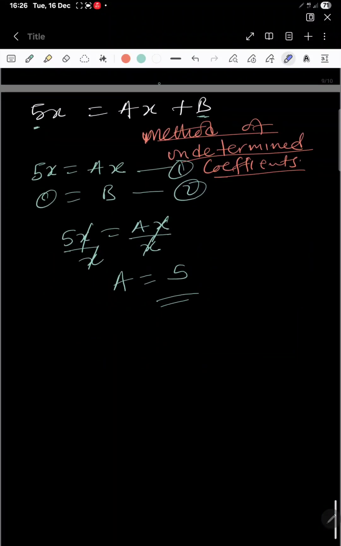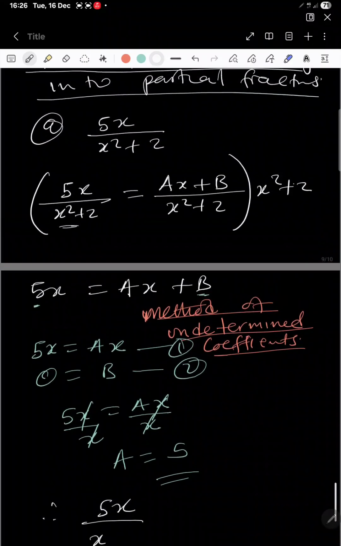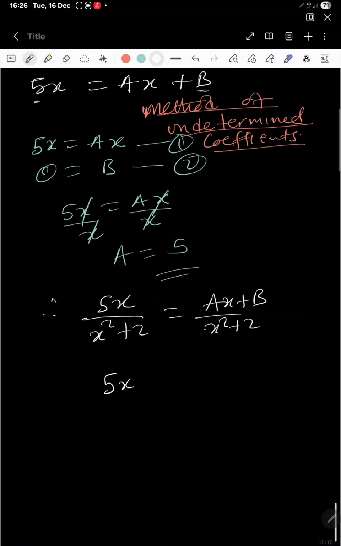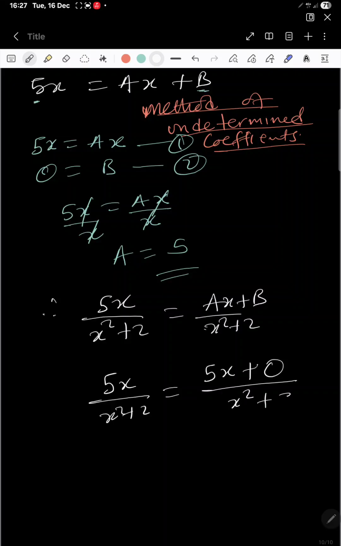So you say, therefore, 5x over x squared plus 2 is equal to, remember we had ax plus b over x squared plus 2. So what we simply need to do here is we have 5x over x squared plus 2 is equal to, x, we are putting a 5, so we put a 5 there, and then a, we are putting a 5, not x, so we have 5x, and then plus b we are putting a 0 over x squared plus 2. So once you do that, meaning that you've resolved it into partial fractions.